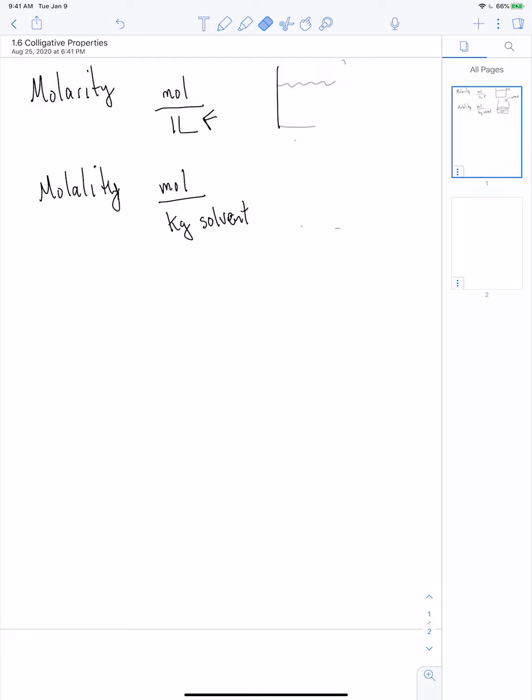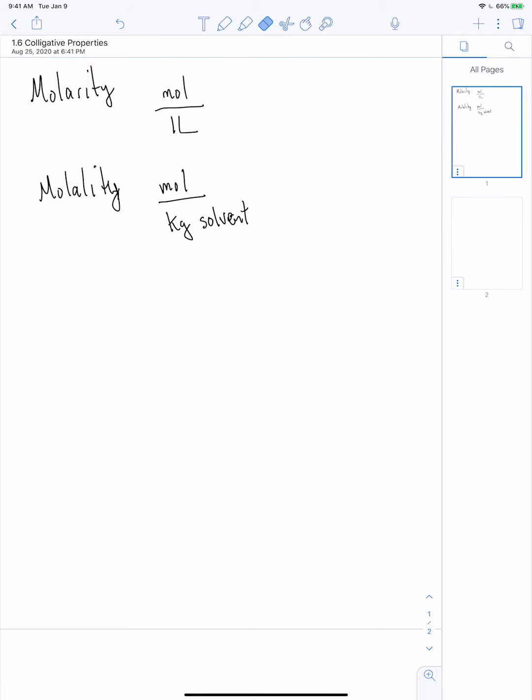In the end, they're just measurements of how much solute you have per unit of solvent. But if you mess it up, it will mess up your calculation and your answer. And molality is much more useful, I guess, when you're dealing with these colligative properties, for whatever reason.